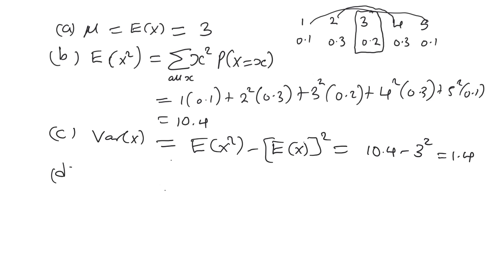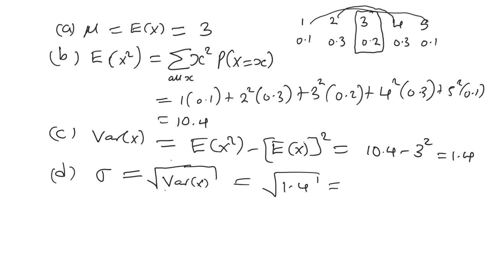D, they want you to find sigma, the standard deviation. Standard deviation is the positive square root of the variance of X. So what is the square root of 1.4? That's going to be the standard deviation. The answer is about 1.18. If you want this to 2 decimal places, it is rounded, it's not so clear. That's why I'm putting 2 decimal places. That's my degree of accuracy. So we have done it.